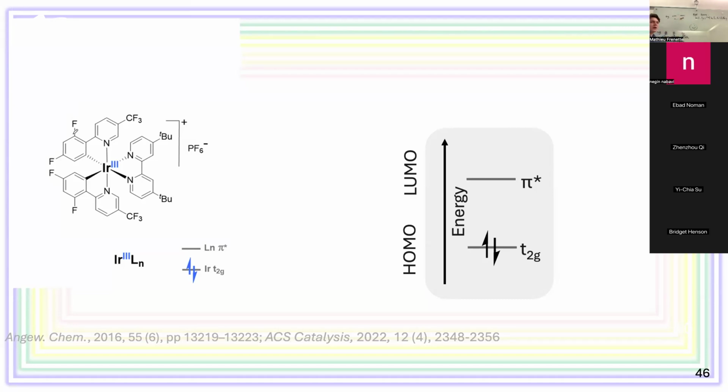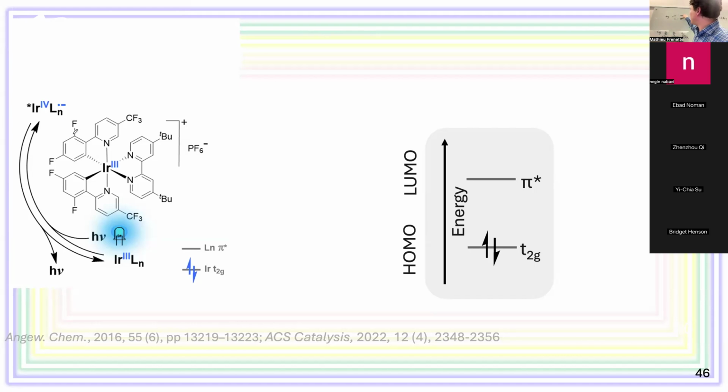So this would be the pi star of your ligand. It's empty. It's an anti-bonding orbital. If I shine light on this system, you have a transfer, so it's not a d to d transition. Those are really not allowed. So those molar absorption coefficients are extremely low. So d to d transitions are not allowed.